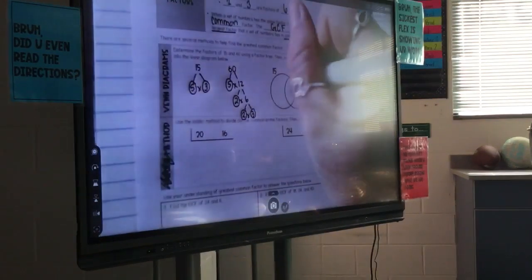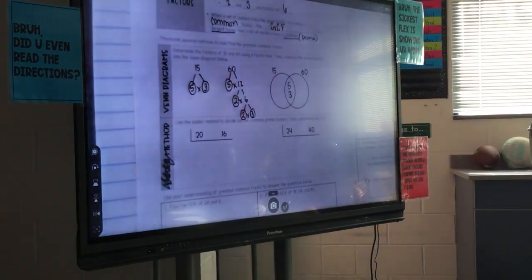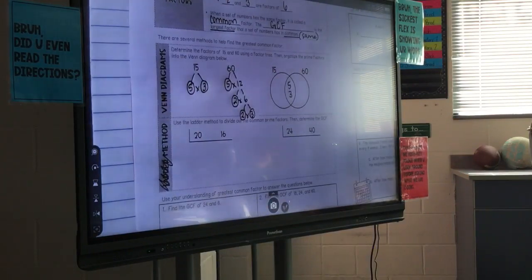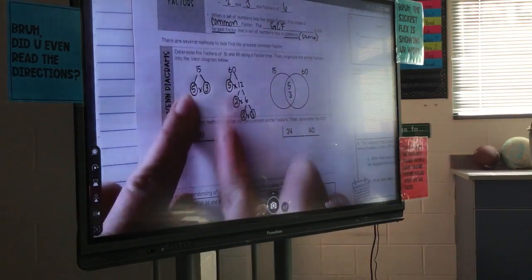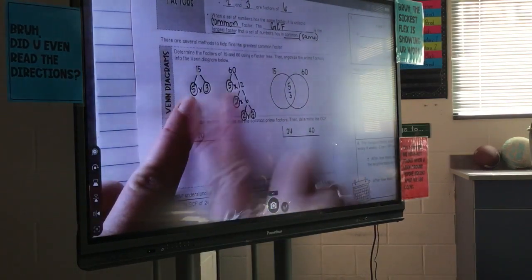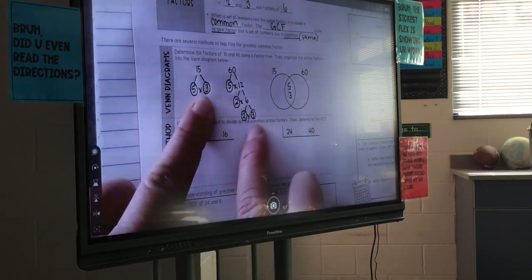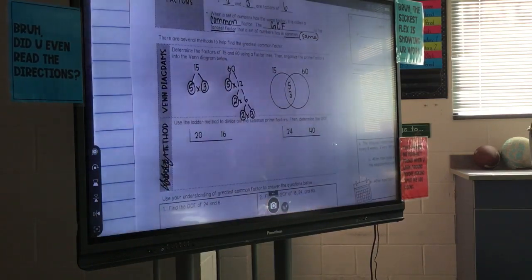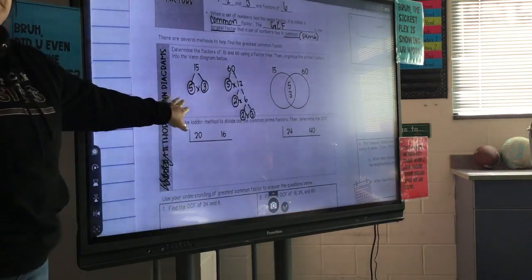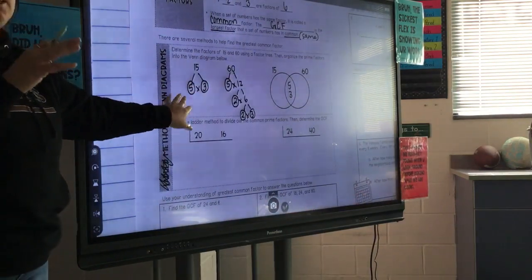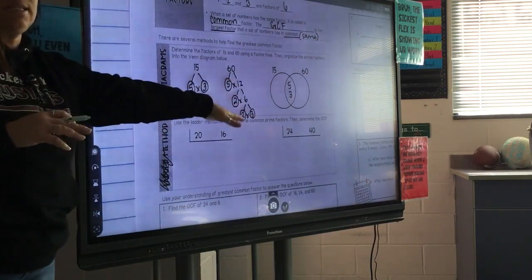Right. So technically with a Venn diagram, anything that is the same between the two things you're comparing goes in the middle. So we're putting 5 and 3 in the middle. Does everybody understand why? Is there anybody who doesn't understand? Okay, so 5 and 5 are in both numbers, right? 3 and 3 are in both numbers. There's only one set of factors over here for 15. So there's nothing that 15 has that's not in 60.